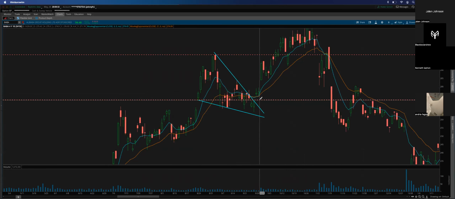How I would have done it, I would have said, okay, trigger for calls, guys. If we break above that 271.85, that's exactly how I would have done it. So I would have said, okay, if we get a 15 minute close above 271.85, we can take calls and swing it.